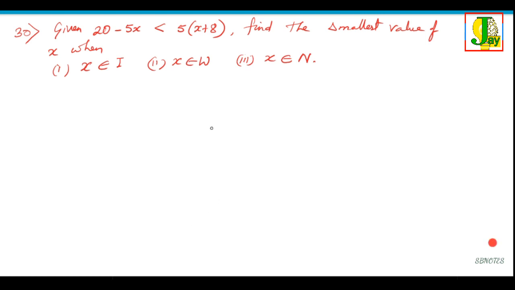now this question is also simple. Only thing is the replacement set is changing all the time. First one, it's integers. This one is whole numbers, and this one is natural numbers. Okay, so let's see the inequation first.